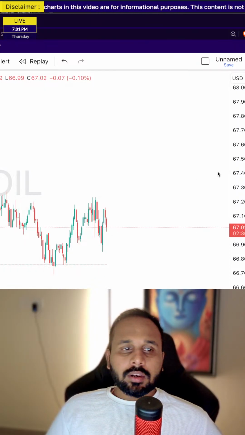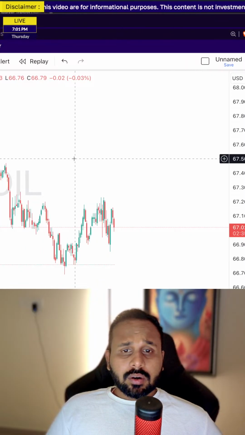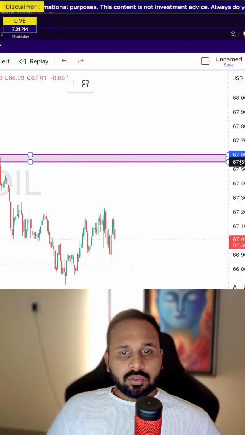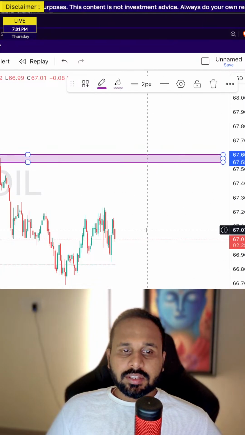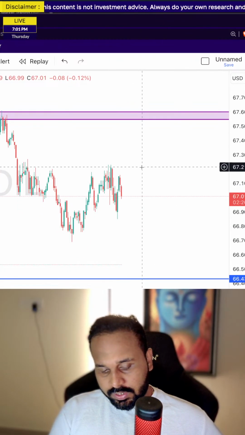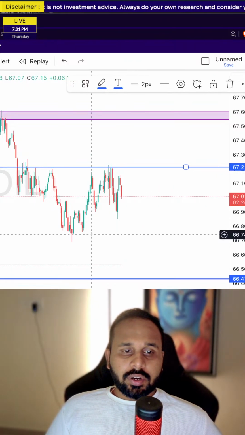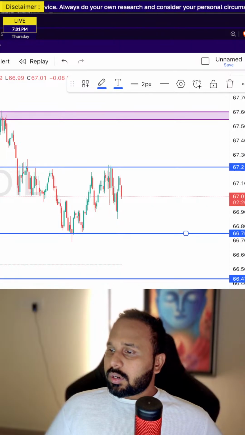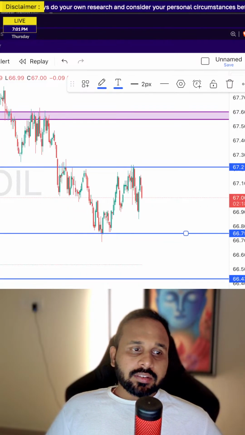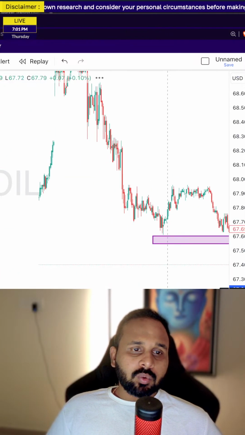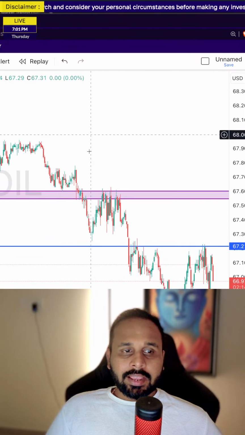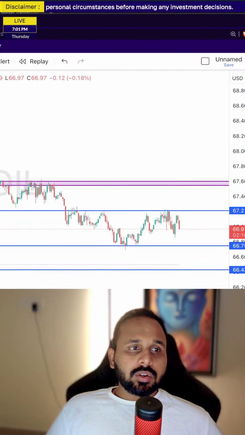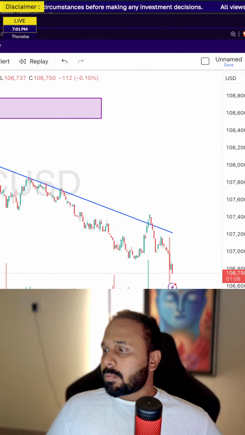And oil, around 67. This zone is the next resistance area for oil. As of now, it is just in a no trading zone. But yesterday it had given a nice movement. So now taking a breather is not at all a problem. Market is doing that, so that's fine.